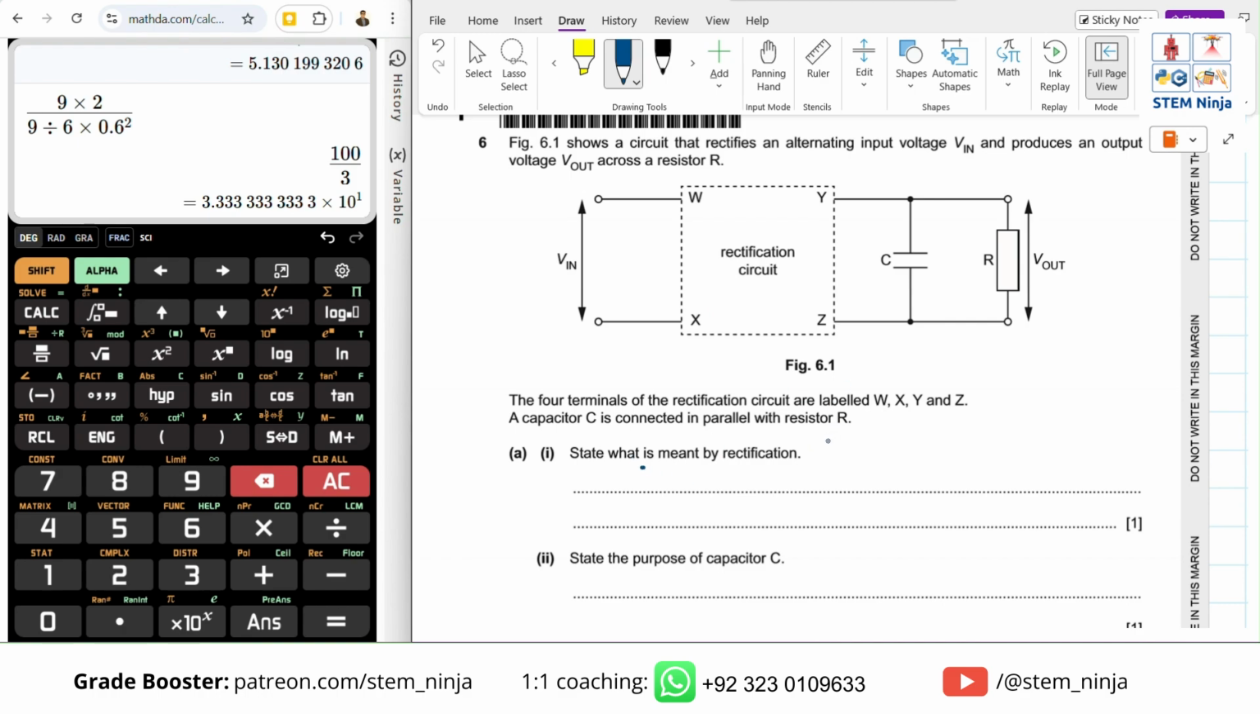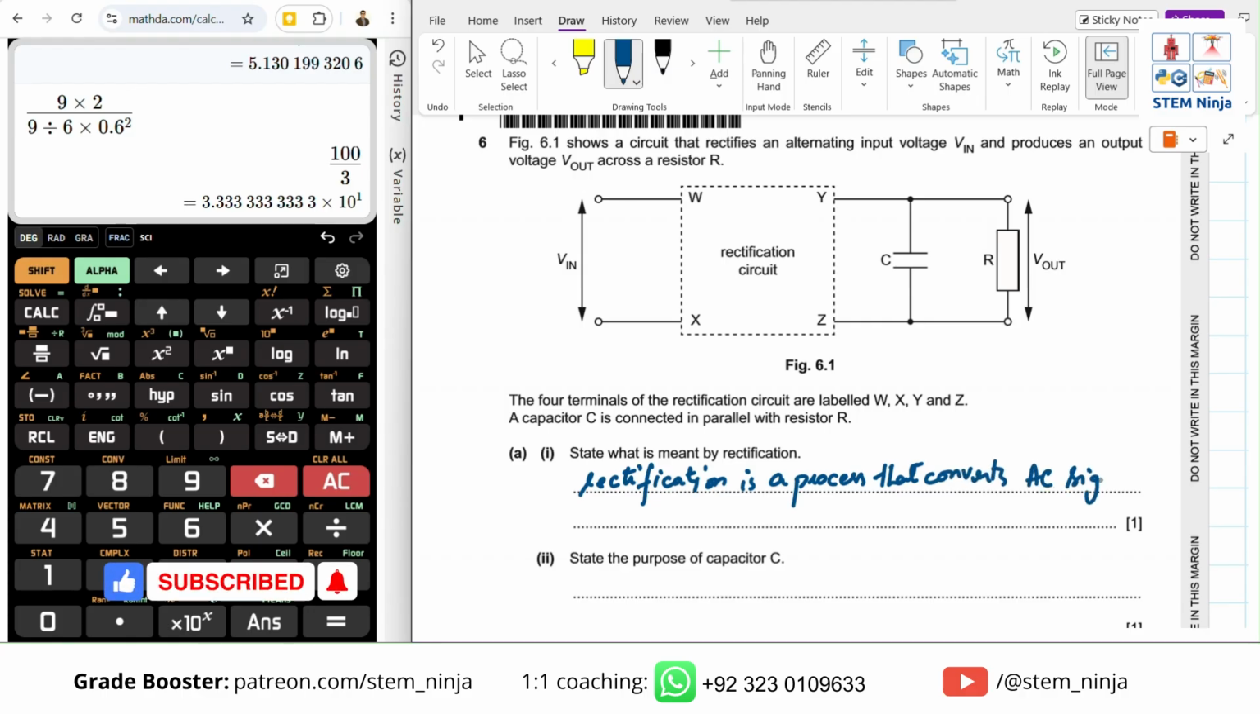So basically, it's just the process of converting an AC signal to a DC signal. Rectification is a process that converts an AC signal to a DC signal. State the purpose of the capacitor. This is easy. This is a smoothing capacitor. It smooths the ripples.